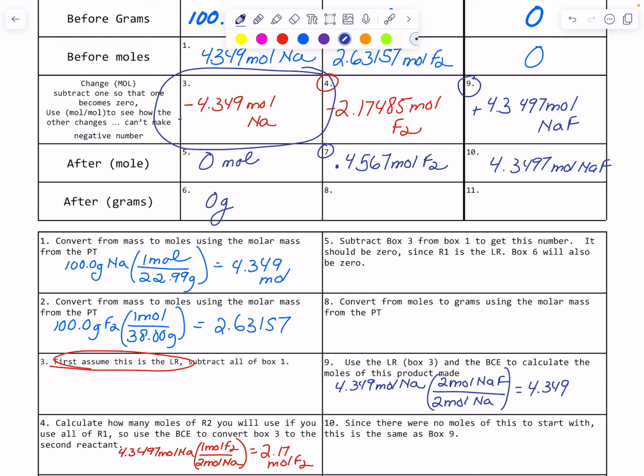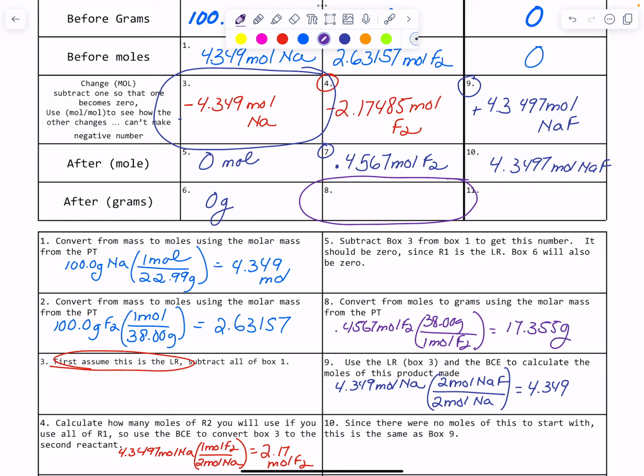And then, of course, if I look back at what this problem is asking me to find, it doesn't ask me to find the number of moles. It always asks me to find the number of grams. So I need to find this number right here. So how do I do that? I simply take the number of moles, 0.4567 moles of fluorine, and convert it back to grams.